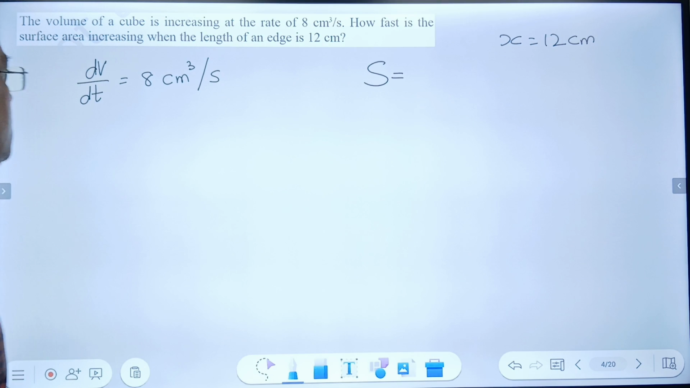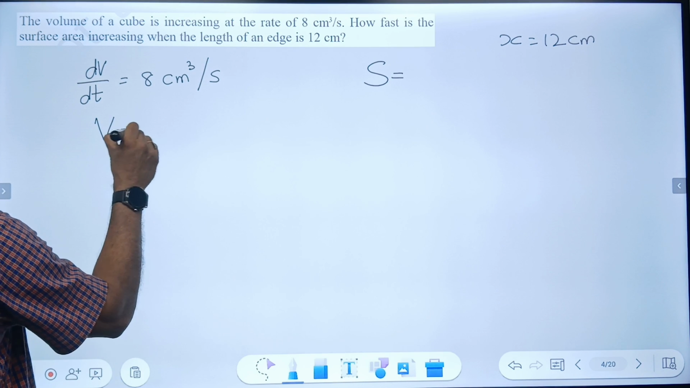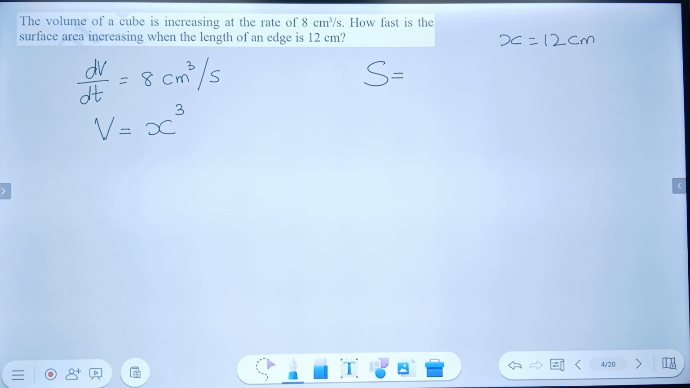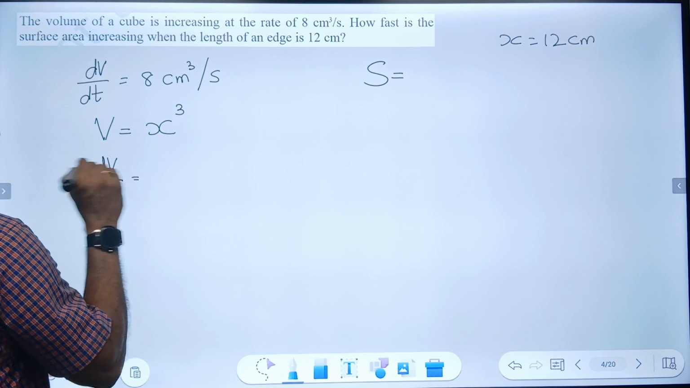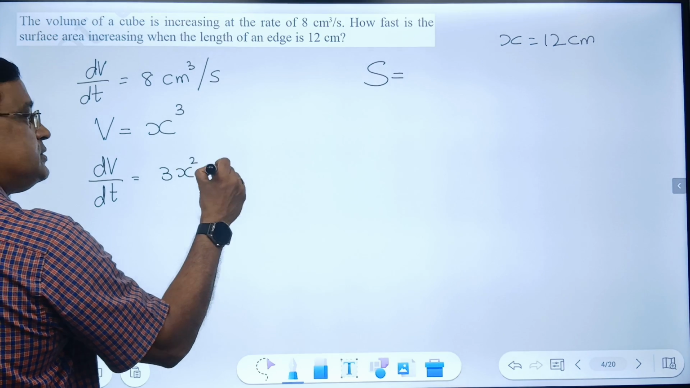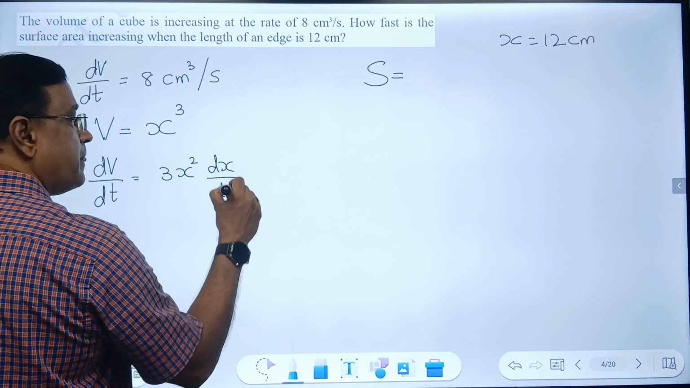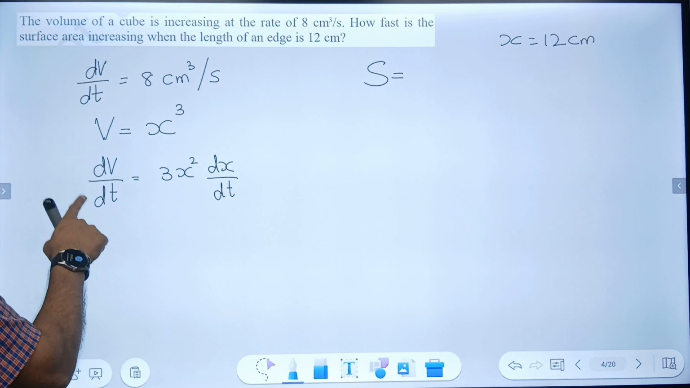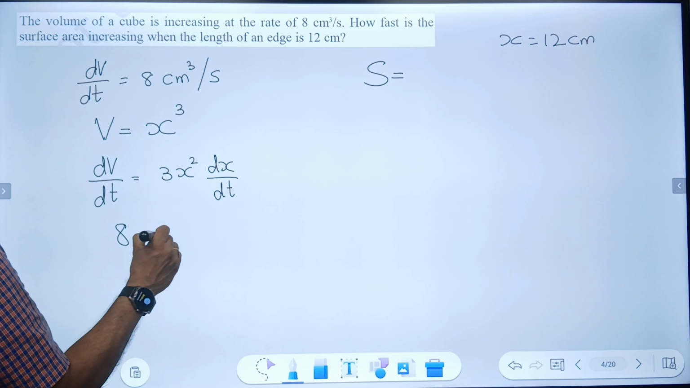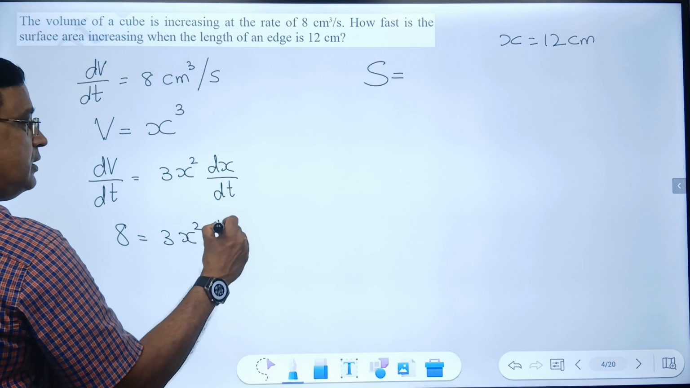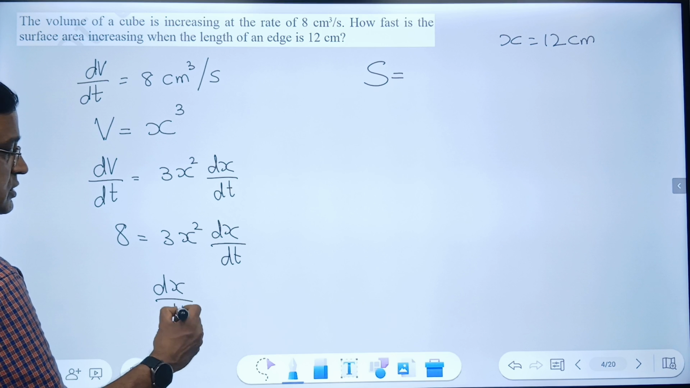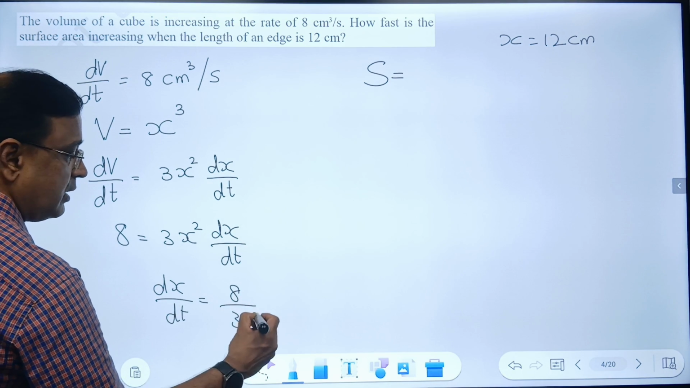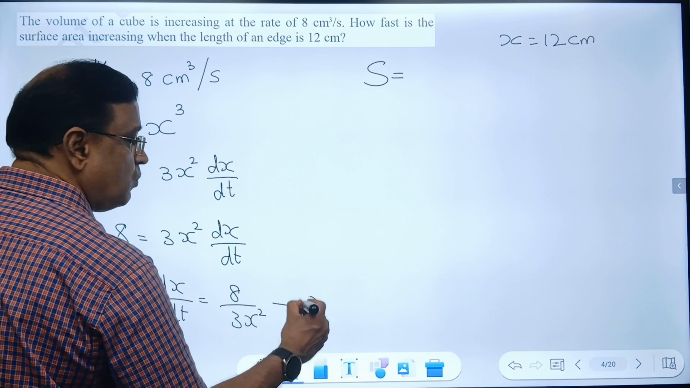Now, what is actually the volume of a cube? Volume of a cube is x cube, if I take x as the edge of the cube. Now what is the change in volume? dV by dt is equal to 3x square into dx by dt, since the differentiation of x is dx by dt. Now what is dV by dt given as? dV by dt is given as 8, so 8 equals 3x square into dx by dt. From this you can find dx by dt, which is nothing but 8 by 3x square. Let it be there. I call this as 1.